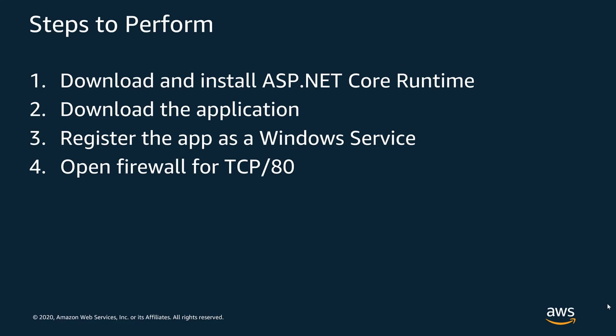Okay, so let's consider the steps I'll want my UserData script to perform. I'd like for it to download and install the ASP.NET Core runtime. I'd like to download my application. I'd like to configure the application to run as a Windows service. And then finally, I'll ensure that my application is accessible on the standard HTTP port of 80.